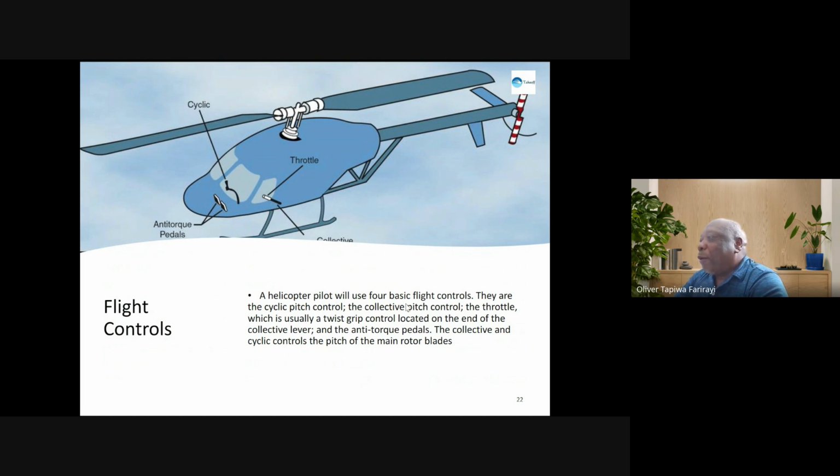Helicopter pilots will use four basic flight controls: the cyclic pitch control, for pitching up and down; the collective pitch control; the throttle, which is usually a twist grip located on the end of the collective lever; and the anti-torque pedals. The collective and cyclic control the pitch of the main rotor blades. So these rotor blades can pitch at different angles for climb, descent, and level flight. They're straight like that, rotating.